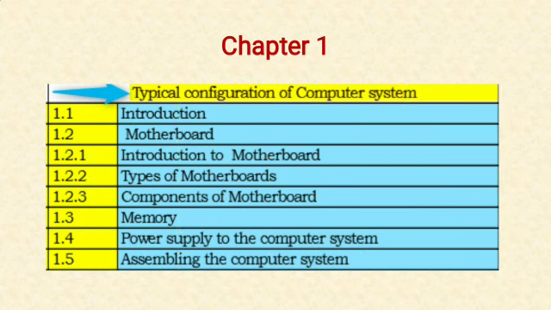So what all are we going to discuss under this chapter? First, introduction to computer system, introduction to motherboard, types of motherboard, components of motherboard, memory, power supply to the computer system, and assembling the computer system. These are all the contents of chapter 1 we are going to discuss.